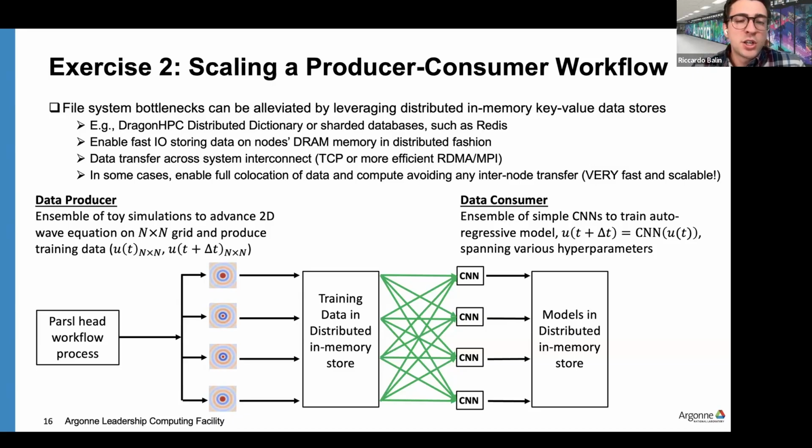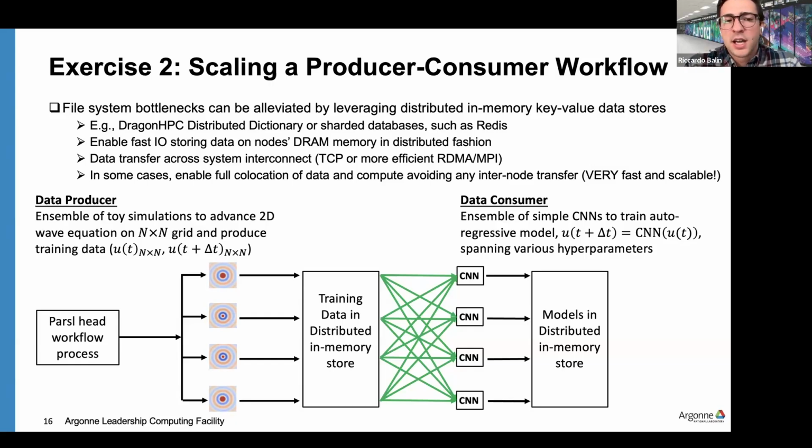This could be a distributed dictionary coming from the Dragon HPC tool, as we'll see in a second, but it could be something a bit more basic, something like a sharded database such as Redis or MongoDB. The idea here is that instead of going to the file system, you can enable fast storing on the node's memory, but doing that in a distributed fashion. So instead of having data that's uniquely tied to each node, these distributed in-memory key-value stores effectively give you a distributed view of all your nodes' memory. And instead of going to the file system again, you can have fast I/O directly to the node memory.